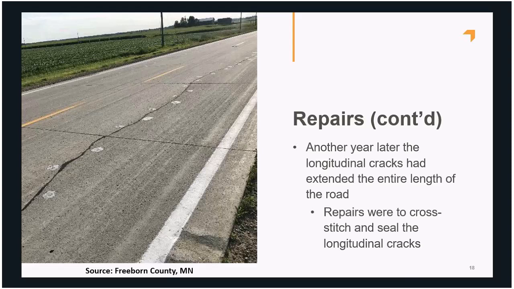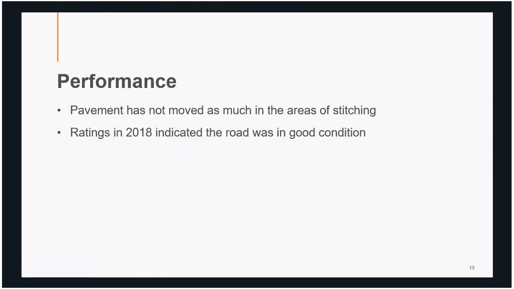However, these cracks had extended the entire length of the road, so the decision was made to cross-stitch and seal the longitudinal cracks, as you can see in the picture on the left. So the pavement has not moved as much in the areas of stitching after repair, and the pavement ratings in 2018 indicated that the road was in good condition.